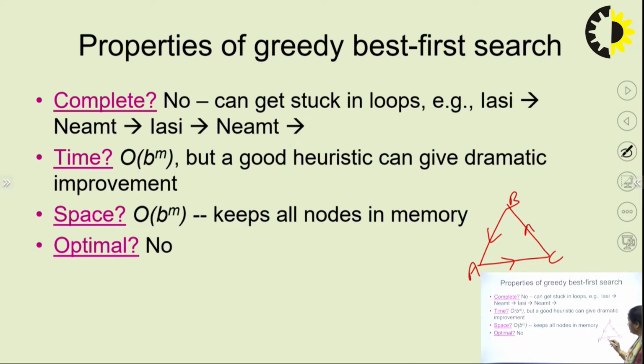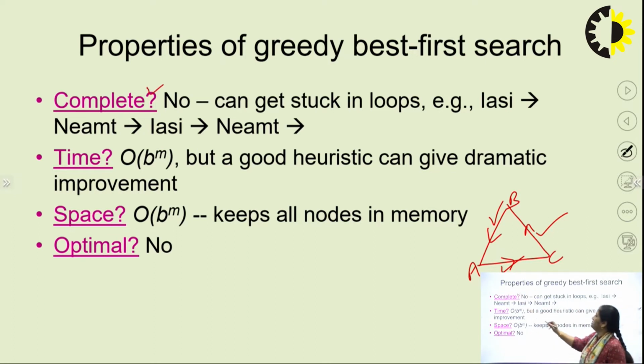So for A I am getting this small path, smallest path, from C this smallest path, and again from B this smallest path. So as it is greedy in selecting the smallest path, it may be the case that it goes on moving from A to C to B to A to C and so on. It may get stuck in this loop. So the greedy best first is not complete.